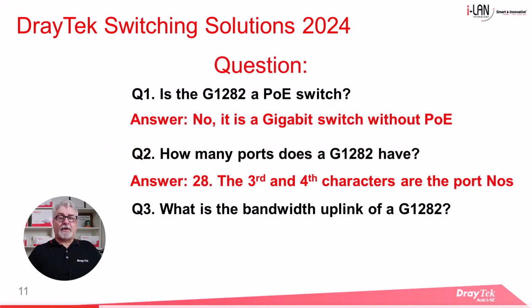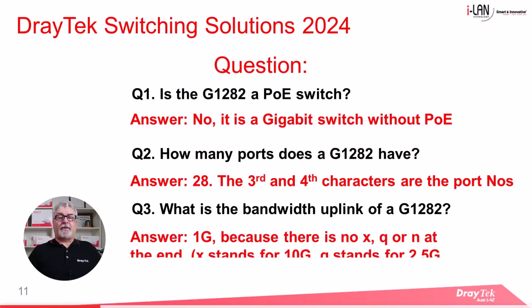Okay, for our last question, what is the bandwidth uplink of a G1282? And the answer is 1 gigabit per second because we don't have a Q, N or X on the end to indicate it has any 2.5, 5 or 10G ports.